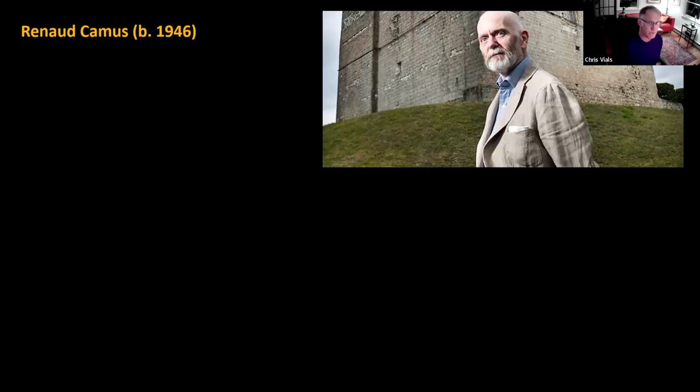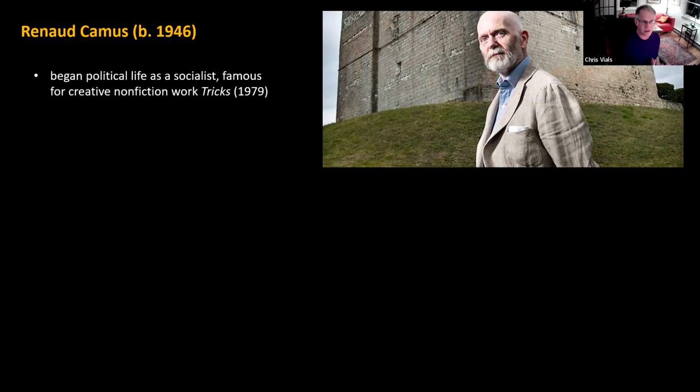Now, the person responsible for the Great Replacement is a French writer named Renaud Camus, who's still around. This is him. Actually, he lives in a castle. This is his castle in rural France, where he resides. But interestingly enough, the person who coined the Great Replacement started out as a socialist, and he was famous for his creative nonfiction work, Tricks. Tricks is from 1979. And no, he's not related to Albert Camus, totally different genealogy there.